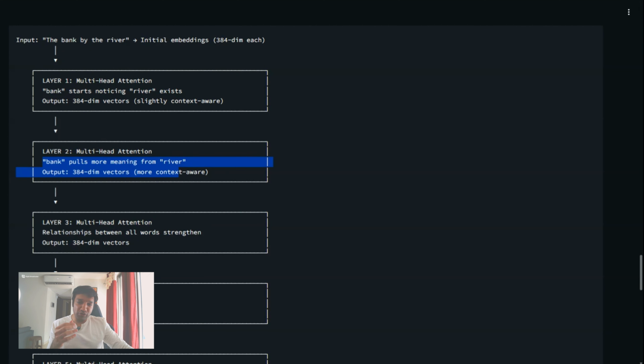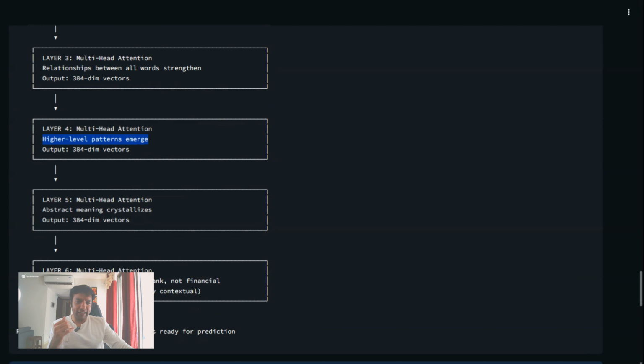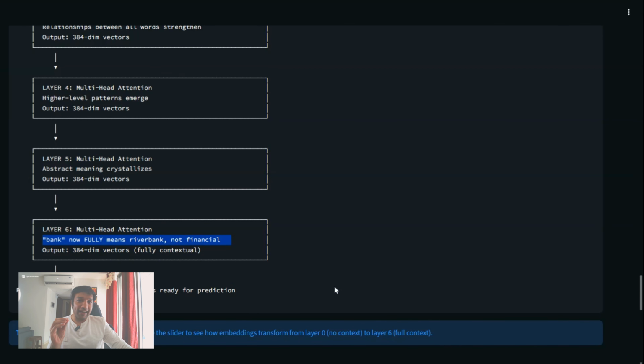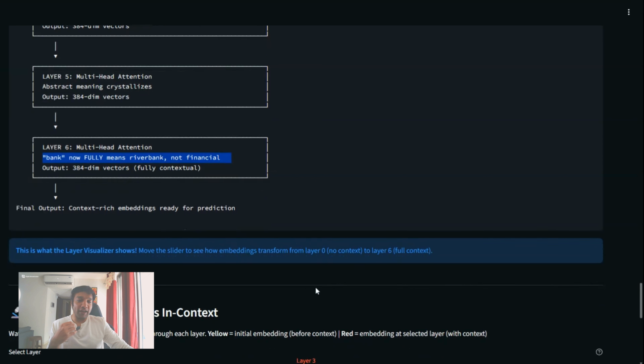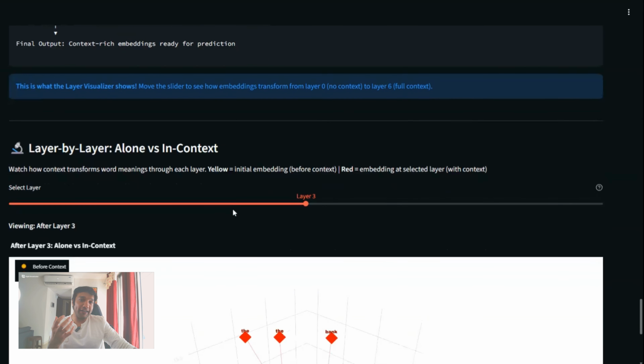Layer 2, bank pulls more meaning from the river. Layer 3, a relationship between all words are strengthening. Layer 4, higher level patterns emerge, right? Layer 5, abstract meaning crystallizes. And of course, layer 6, bank now fully understands that it is a river bank, right? Now, this is something that will happen over layers, and this is exactly how human beings also sometimes process things, right? This is where we are mimicking digitally or computationally what a human brain does.